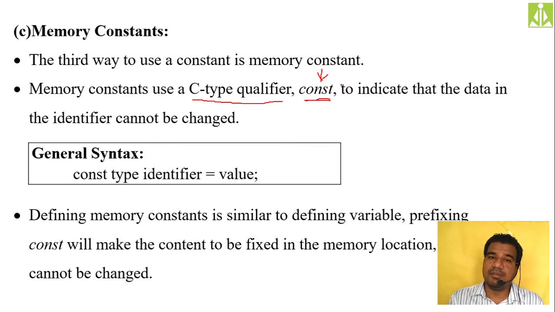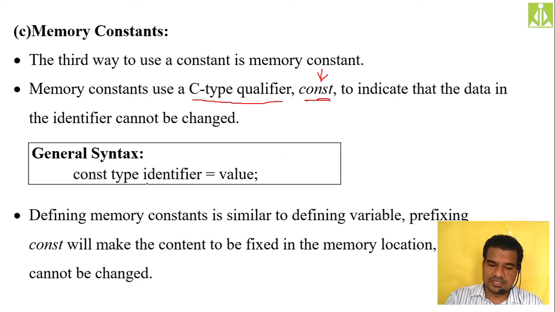Okay, a memory constant creation is the same as a variable creation, but the extra thing is this type qualifier const. Only that const keyword we are keeping as the extra thing. So with that const keyword, what will happen? Whatever memory location we have taken, that memory location will become like a fixed value. Whatever data you are going to keep in that memory location, it will become like a fixed value. It is not possible to change that memory location's content.